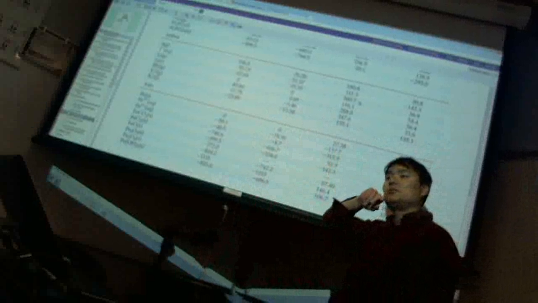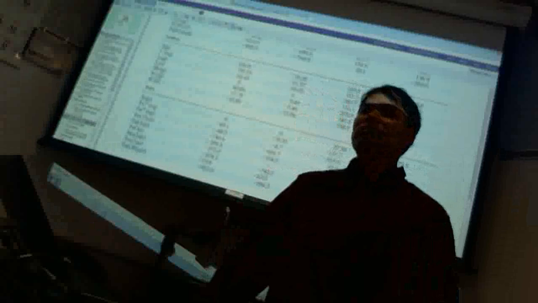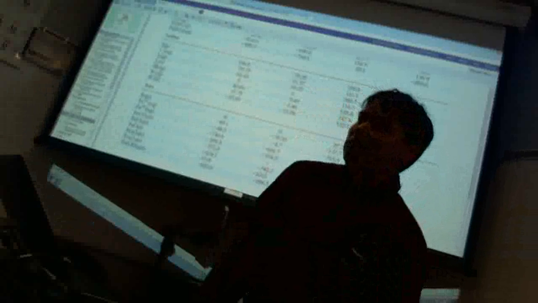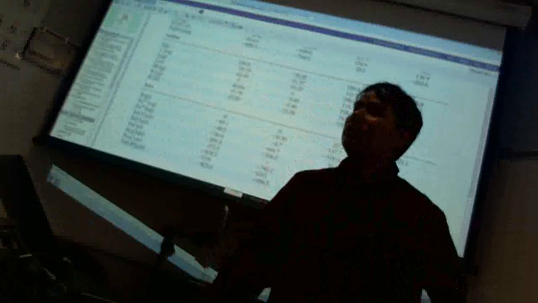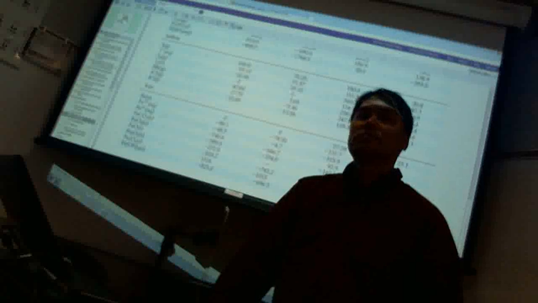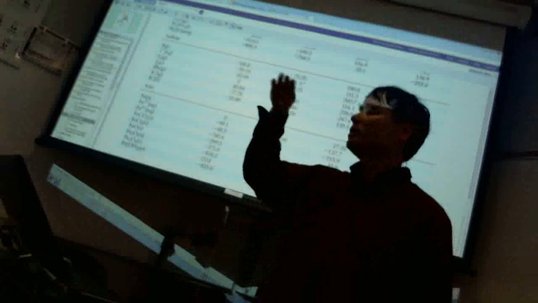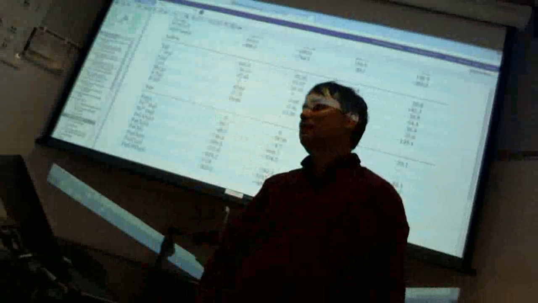Minus 315.9. So if you see an entropy of minus 315.9, what do you visualize? Minus 315.9 joules per mole Kelvin. There's less disorder. There's less disorder than what? You should have some kind of reference point fixed in your mind.